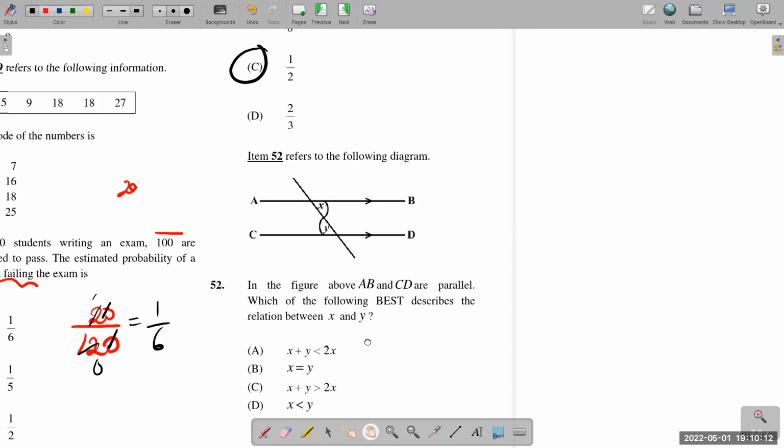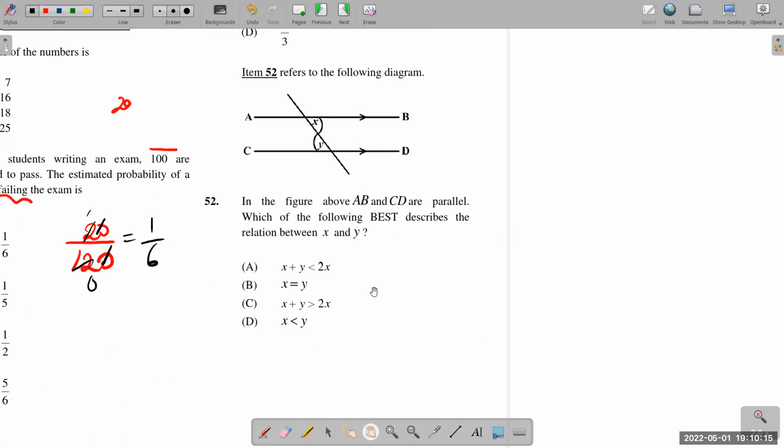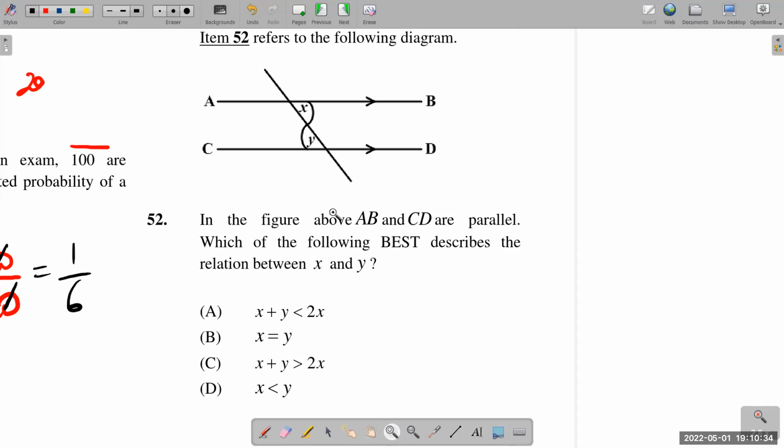So let's continue. This is easy. What's the answer for this one? A, B, C, or D? Come on, guys. 52. What's the answer? And let me zoom in some more. We should remember what type of angles these are. These are alternate angles that form in the Z. And alternate angles are equal. So our answer is B.